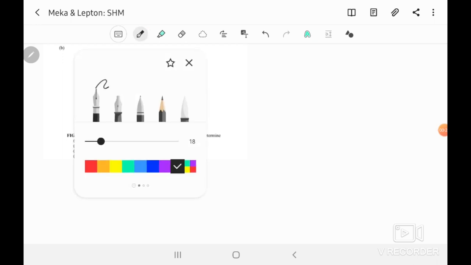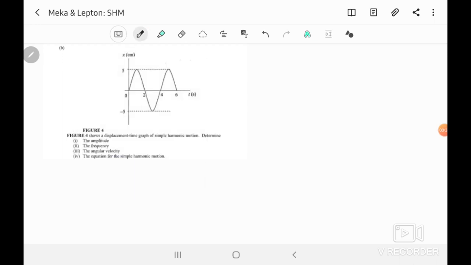So tengok graph ni, graph sine. Kita extract the information first. So given amplitude dia 5 cm. So lagi dekat sini, here is the period. So period is 4 seconds. Okay, question dia nak apa tu?